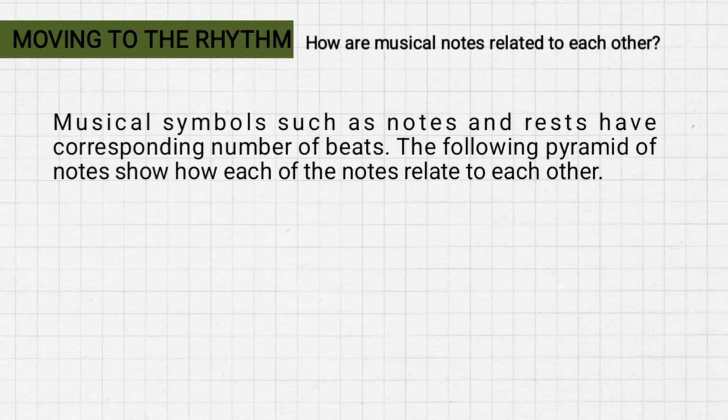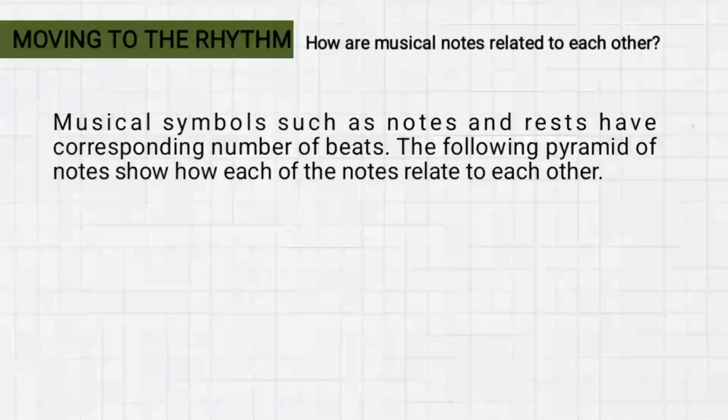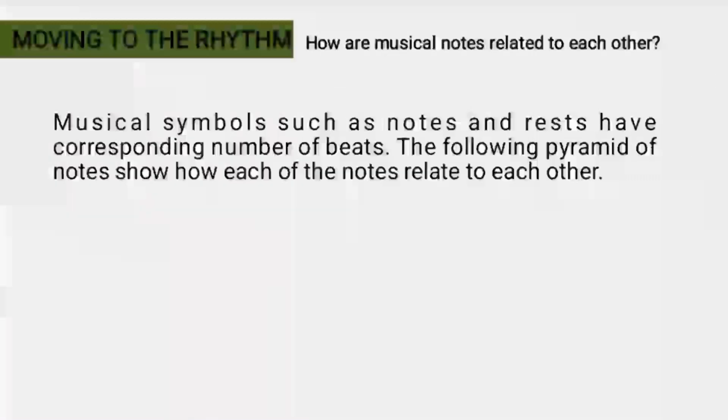And next, musical symbols such as notes and rests have a corresponding number of beats. The following pyramid of notes shows how each of the notes relate to each other. Musical symbols like notes and rests represent sounds and silences in music, and each one lasts for a specific number of beats. The pyramid of notes shows how these different notes are connected by their values, how long each one lasts compared to the others.